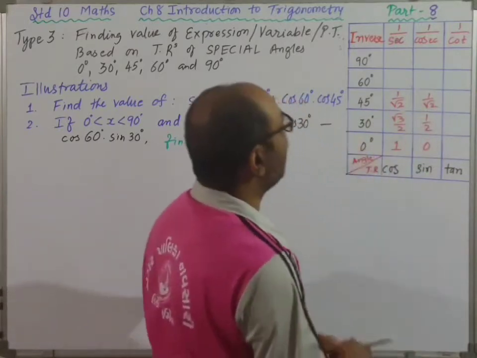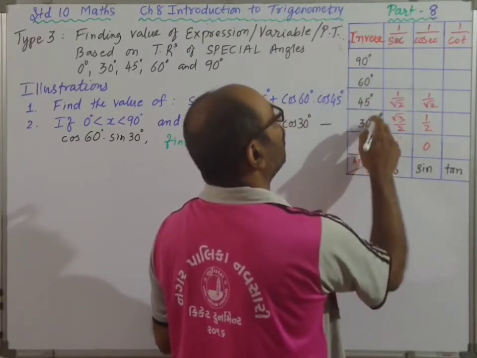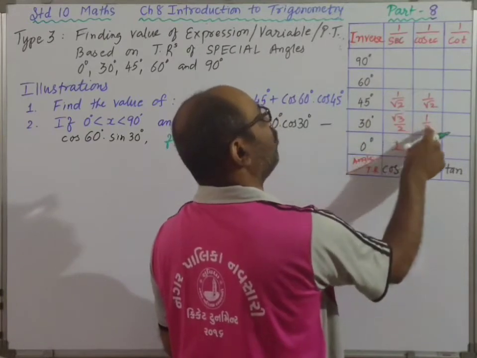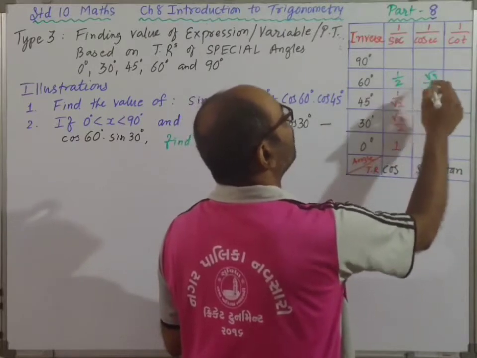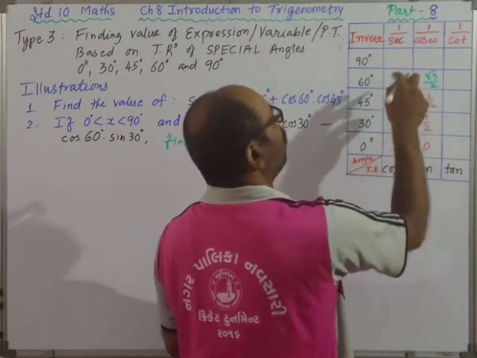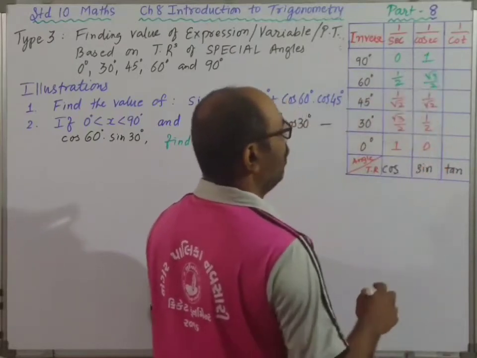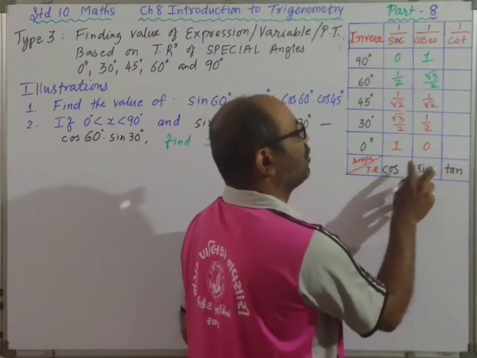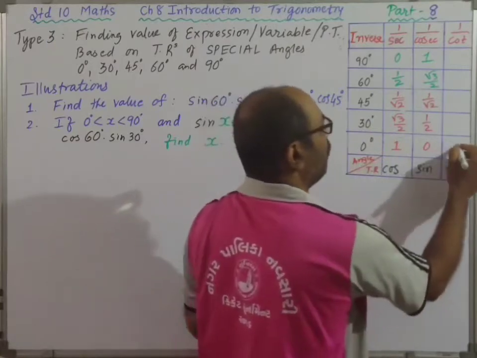Now you have to reverse it. 60 is the reverse of 30. So half comes first and root 3 by 2 next. 90 is the reverse of 0. Here 1 0, so you write 0 1. Now tan is sine upon cos. 0 upon 1, that is 0.